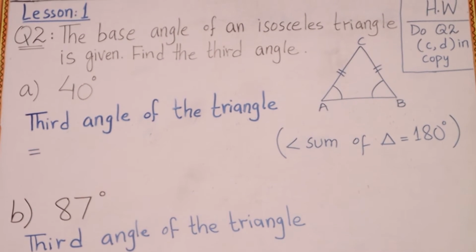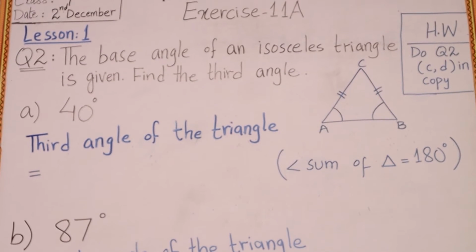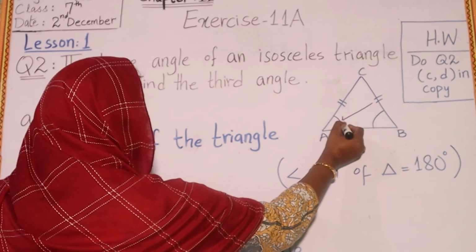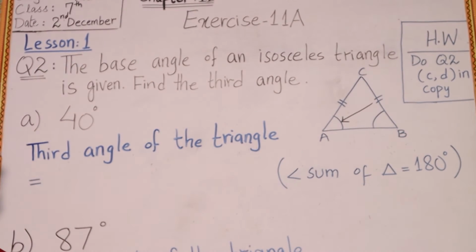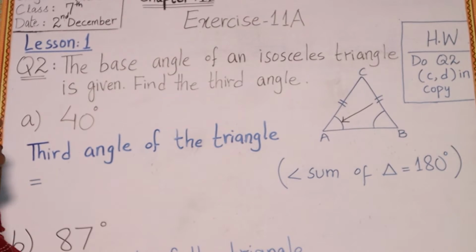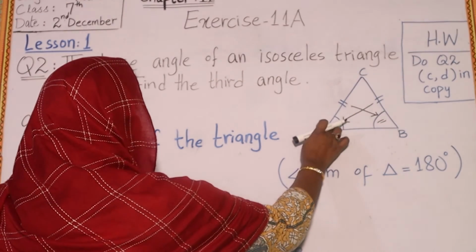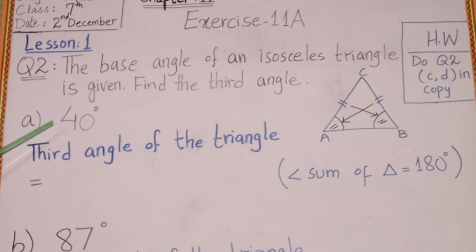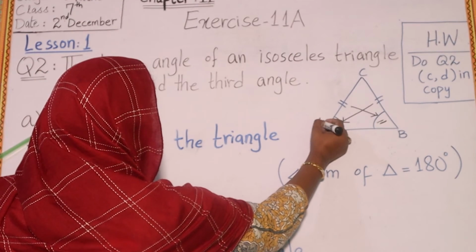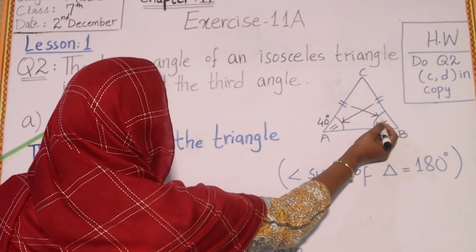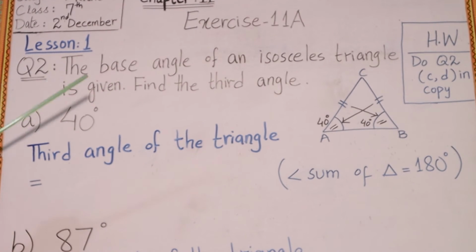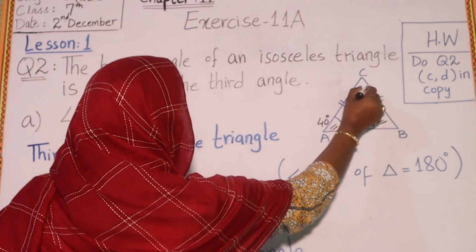So in an isosceles triangle, when two sides are equal, then their opposite angles are also equal. So the angle opposite to BC is angle A and the angle opposite to AC is angle B. So angle A will be equal to angle B. One of the base angles is given. It means if angle A is 40 degrees, then angle B will also be 40 degrees. Now we have to find the third angle, angle C.